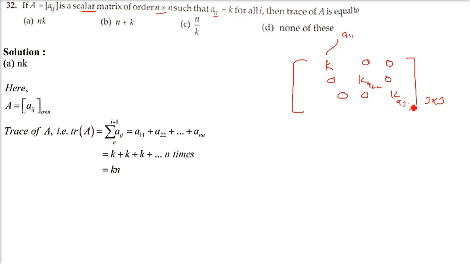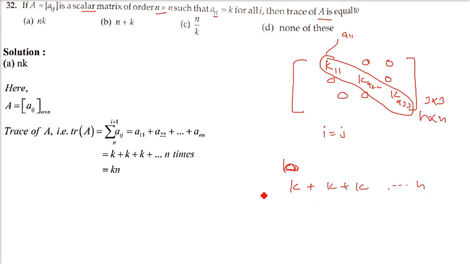So all the diagonals are k. Now the best way to understand this is when you have I and J, k is there. Now k is common. You can take k outside. But what is this trace? k plus k plus k, and this is 3 by 3. But I am saying n by n, so it goes up to n. So when you take the sigma, it will be n into k. So the answer is A.